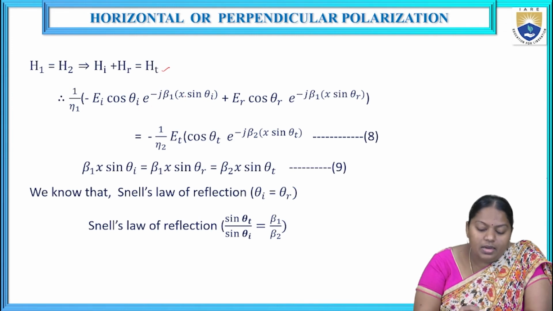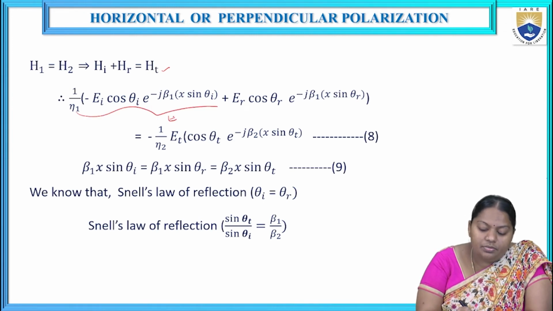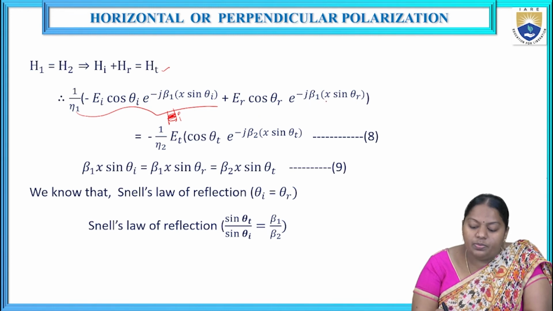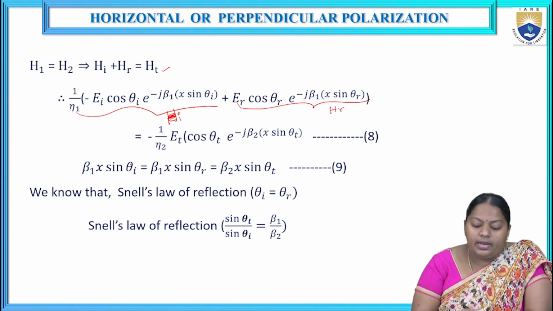This is completely related to E_i, the incident wave. E_i means, from this H_i, we will be having this one. And E_r cos theta_r e^(-j beta_1 x sin theta_r). This is from H_r, which is equal to -1/eta_2 E_t cos theta_t e^(-j beta_2 x sin theta_t).